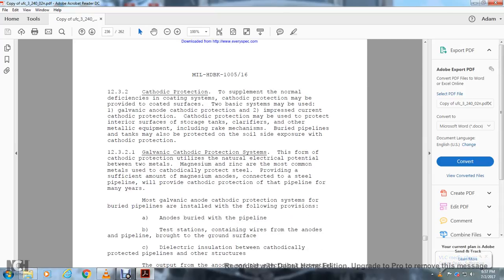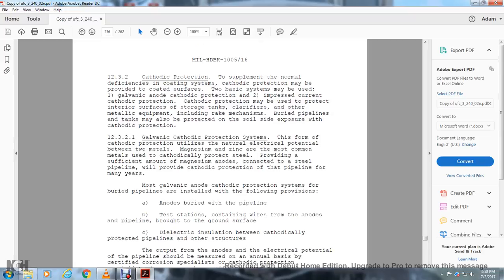12.3.2.1 Galvanic cathodic protection system. This form of cathodic protection utilizes the natural electrical potential between two metals. Magnesium and zinc are the most common metals used for cathodic protection. Steel, with a sufficient amount of magnesium anodes connected to a steel pipeline, will provide cathodic protection for the pipeline for many years.